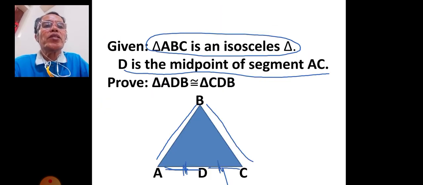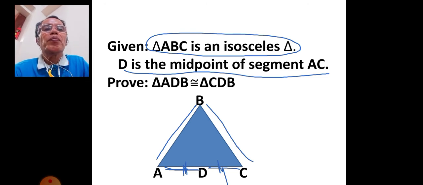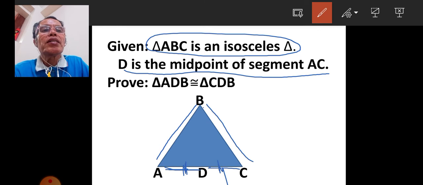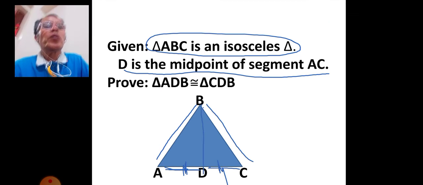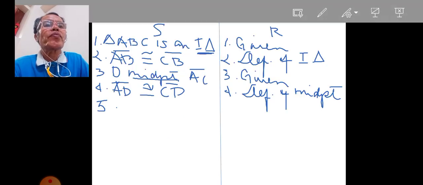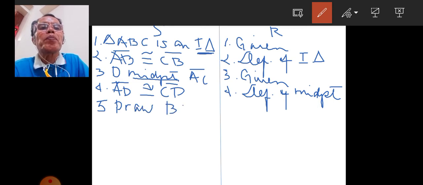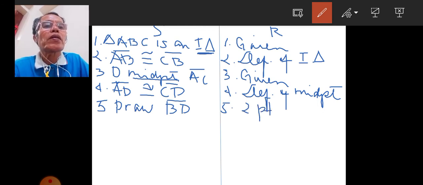Okay, for number 5, you can state you are going to connect point B to point D. So we are going to draw segment BD. So what would be our reason? Two points determine a line.